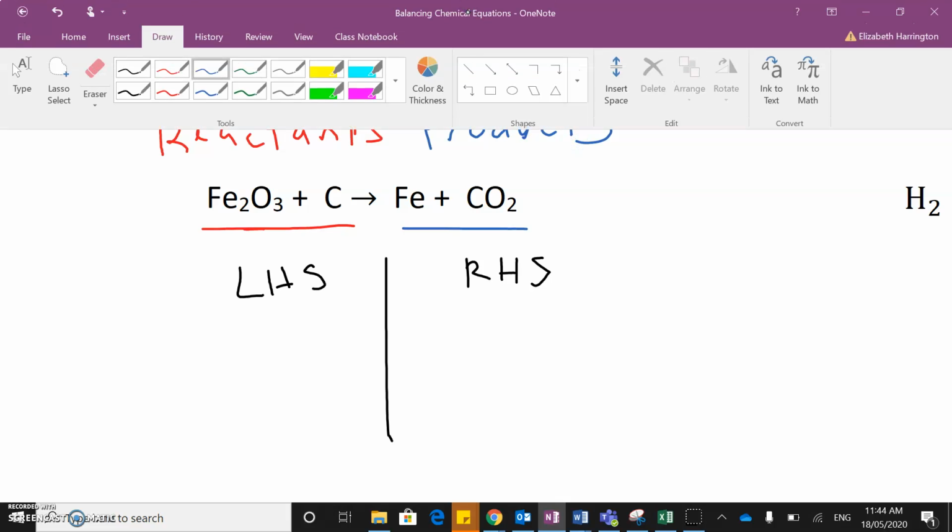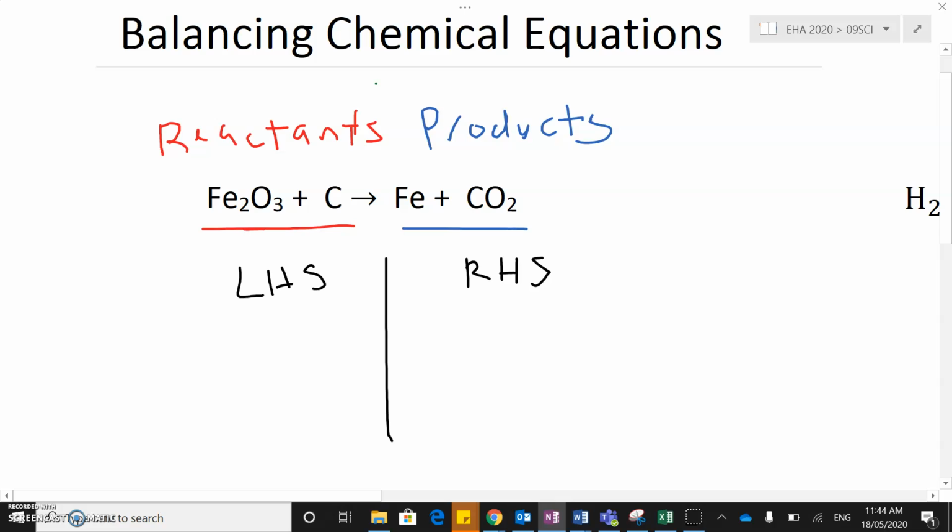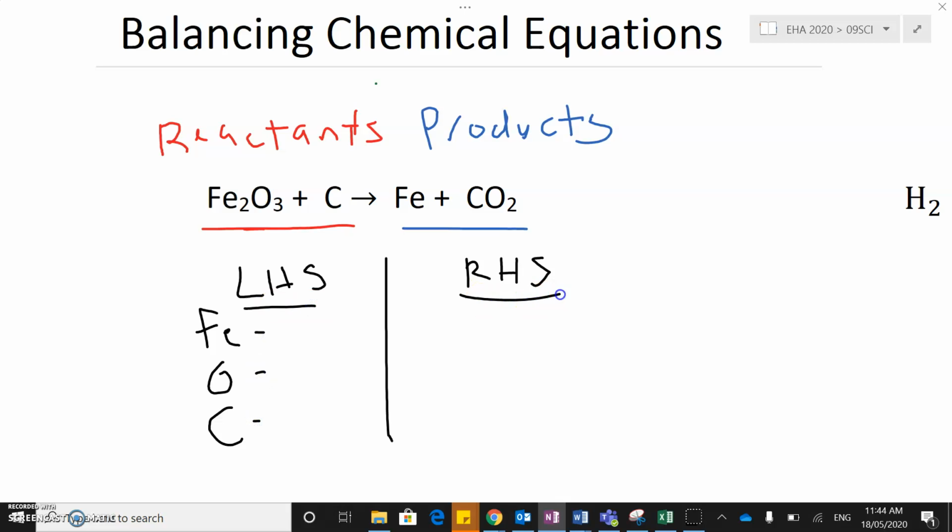So, what do I have? On my left-hand side, I have Fe, which is iron. I also have oxygen, and I also have carbon. I've got the same thing here on the right-hand side, but they're not in equal quantities, so we can double-check that.